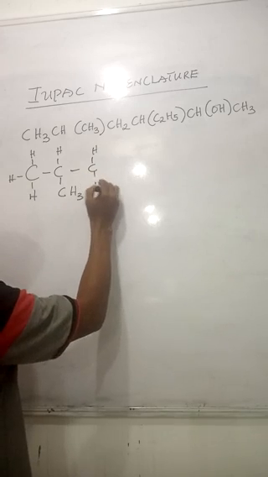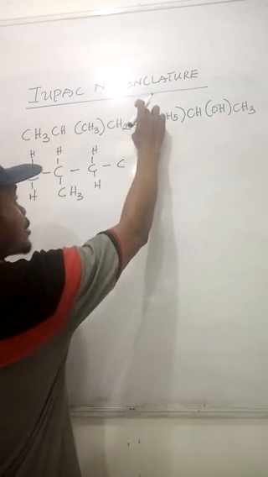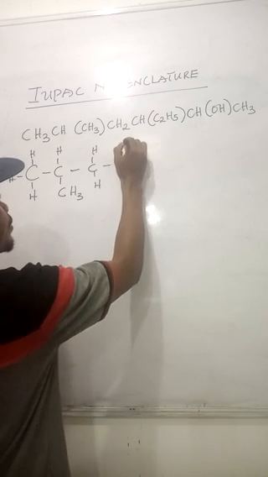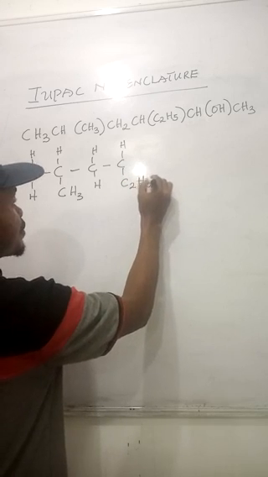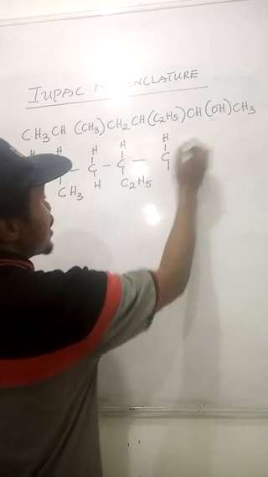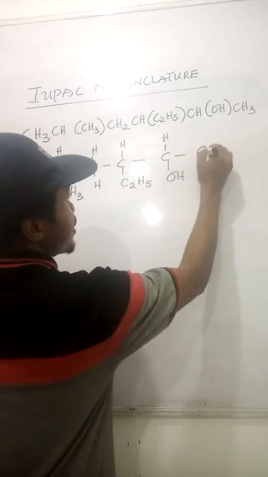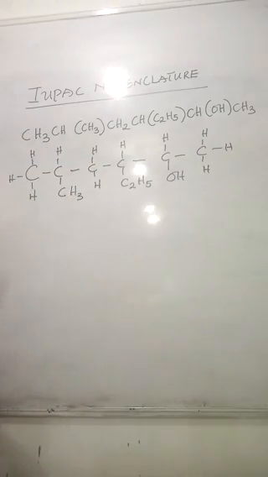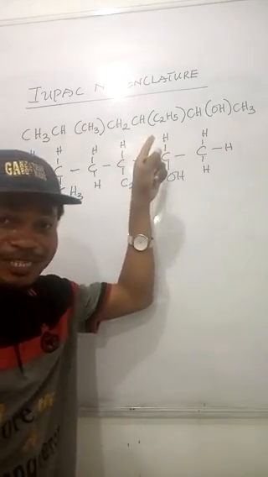1, 2. The next carbon has just a single hydrogen, meaning that the second hydrogen has been replaced by an ethyl substituent. So we have H, C2H5. Okay, the next carbon has 1 hydrogen as well, and the next substituent is OH. And so we have the last carbon having 3H. This is beautiful. This is the skeletal representation of this organic compound.